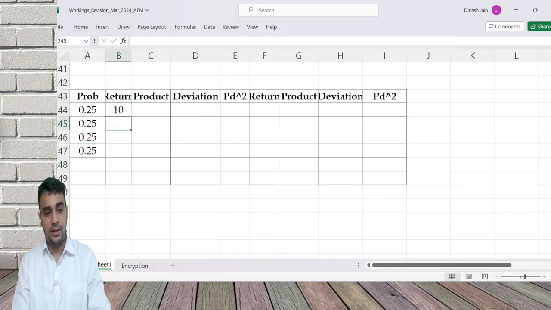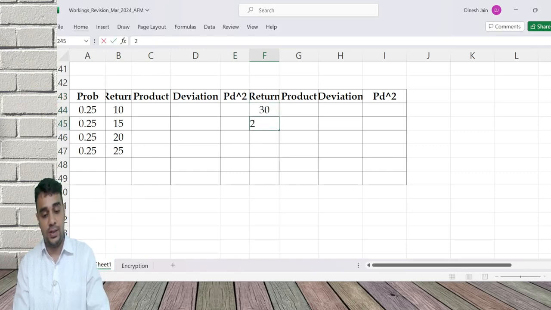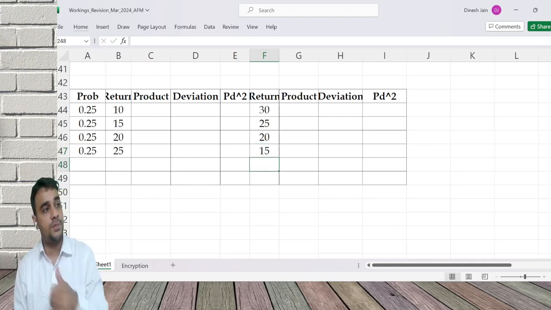Return is 10, 15, 20, 25. It is continuously going up. What is happening on this side is, when it is going up, this is the opposite: 30, 25, 20, 15. Mostly it's a negative correlation. When one goes up, the other goes down. When the other goes up, the first one is going down.